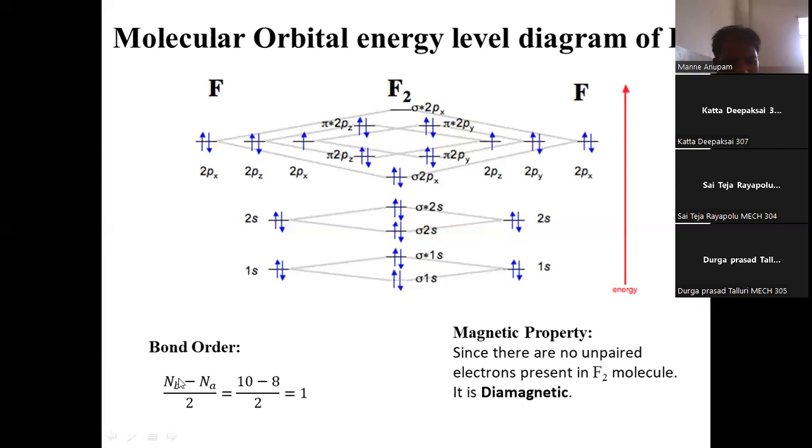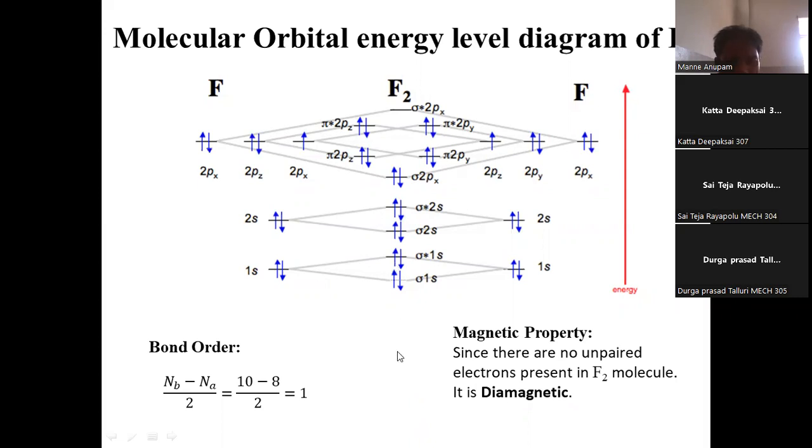So let us count the number of electrons in the bonding molecular orbitals. Bonding: 2 electrons plus 2 electrons, 4 electrons, plus this all is 6 electrons, 6 plus 4, 10. So the number of electrons in bonding molecular orbitals is 10.